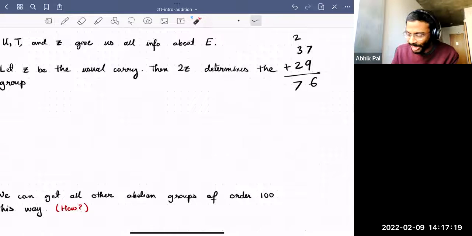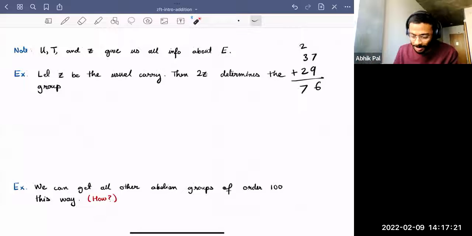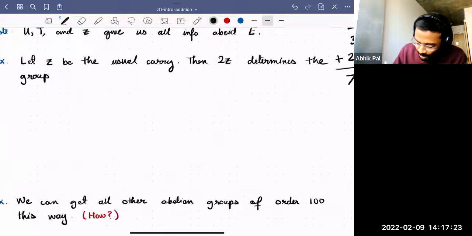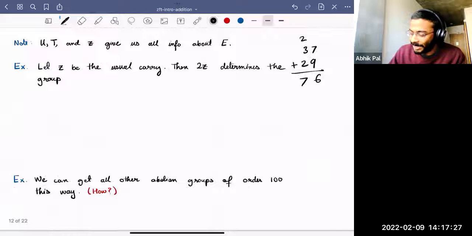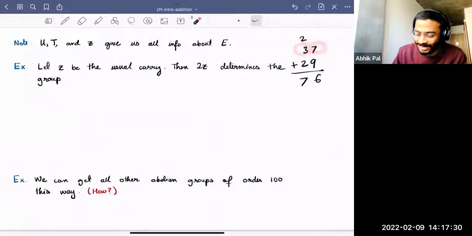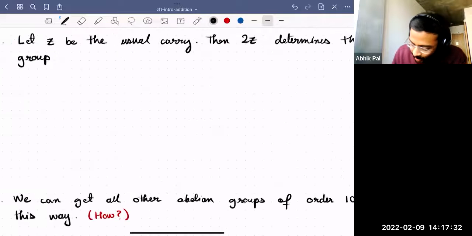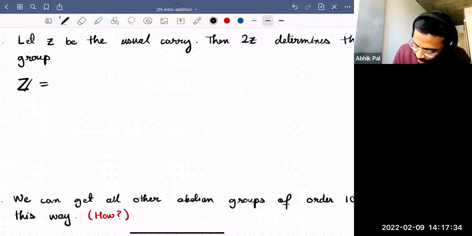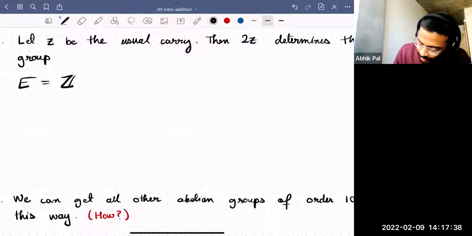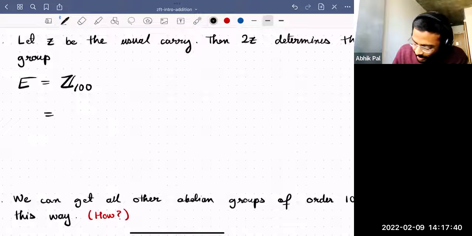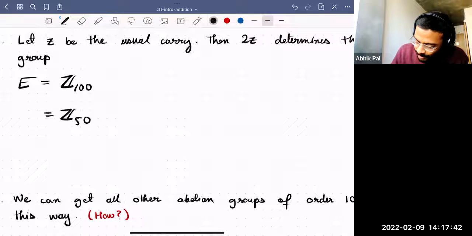So the first question I can ask is, what group does this give us? Of course, this is a group with 100 elements, because everything has a unique representation in terms of 2 digits, and there are 10 options for each. So the structure theorem tells us that there are 4 options. I can have Z mod 100. I can have Z mod 50 plus Z mod 2.